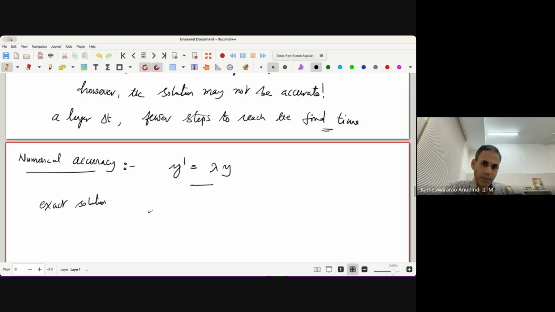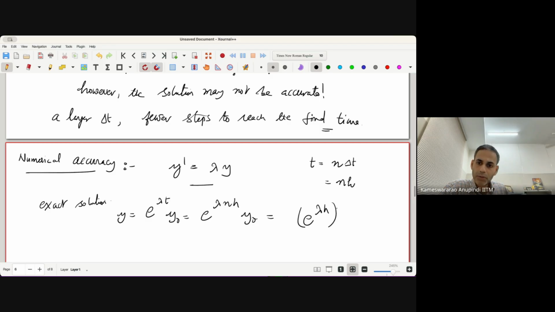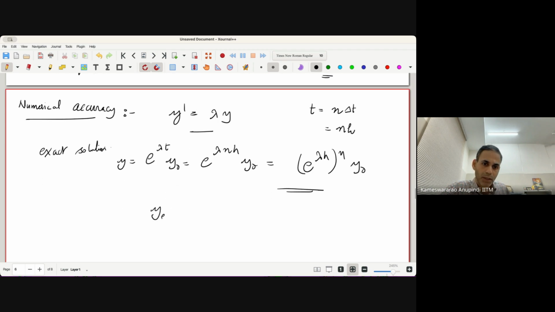is e to the power lambda t, right? That is the exact solution. Y equals e power lambda t. This can also be written as y equals e to the power lambda t, where t can be written as n times the delta t, which is nothing but n times h. Okay, this can be written as lambda times n times h, so y equals e to the power lambda t times y naught is the exact solution. This is going to be e to the power lambda h, to the power n, times y naught. So that means the exact solution is given as y exact equals e to the power lambda h, to the power n, times y naught.